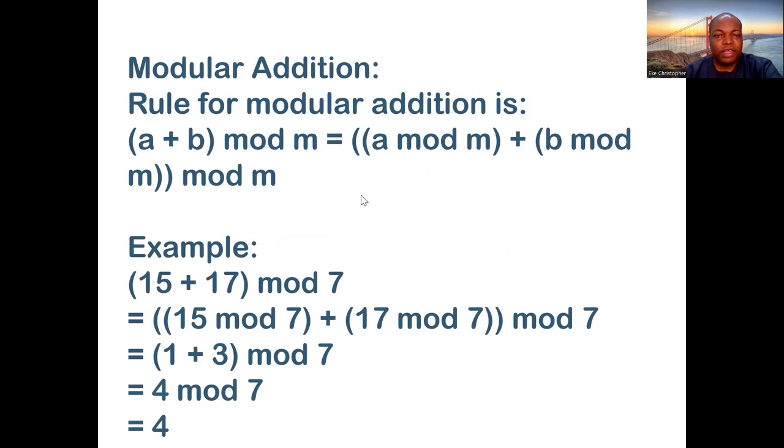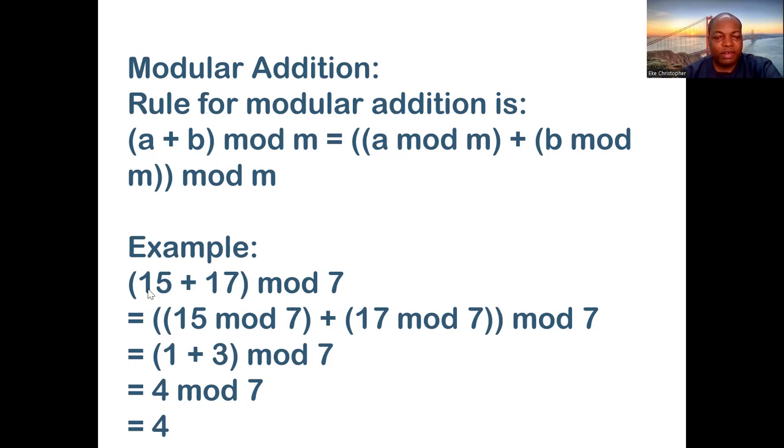Modular addition. So let's look at modular addition now, how it works. The rule for modular addition is that (a plus b) mod m equals ((a mod m) plus (b mod m)) mod m. Remember the closing brackets here.